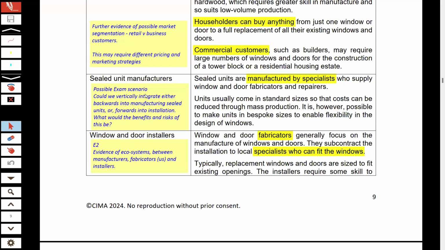Now, we could vertically integrate going backwards into manufacturing these sealed units, but it does tell us in the pre-seen that it's a very specialist role. And we've already read how it's done. All the liquid glass is floated on molten aluminium. This is not what Shinyglas currently does. So if there's a proposal for Shinyglas to manufacture the sealed units themselves, that would be a really big change for Shinyglas. But they could do it if they acquired a manufacturer.